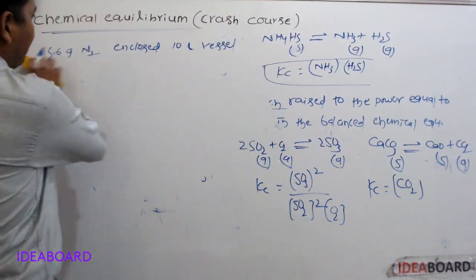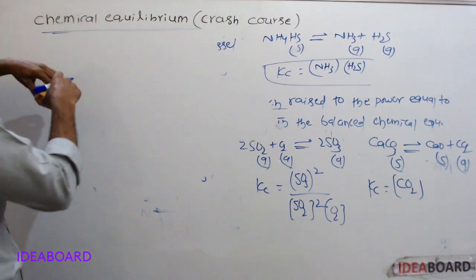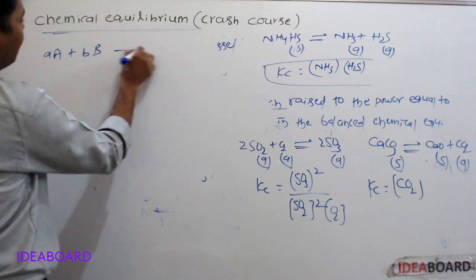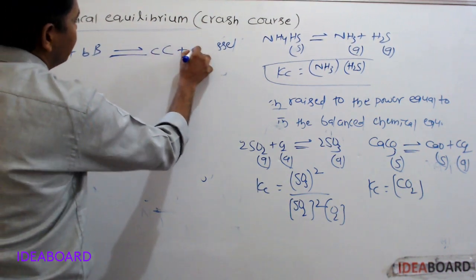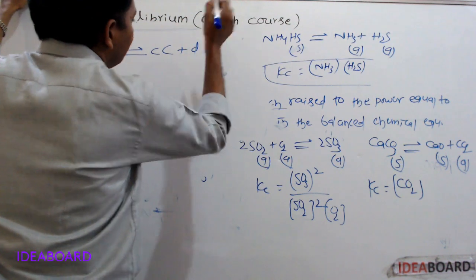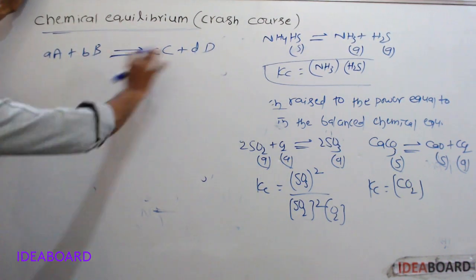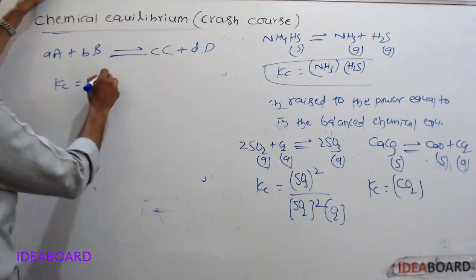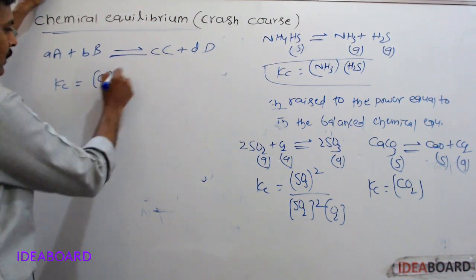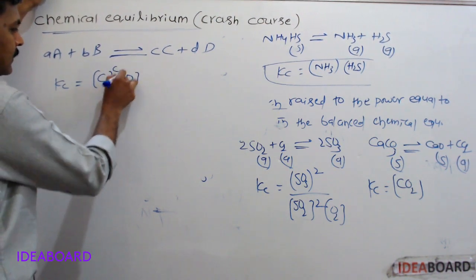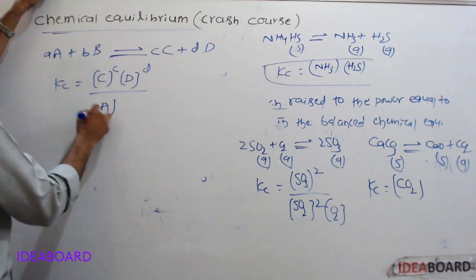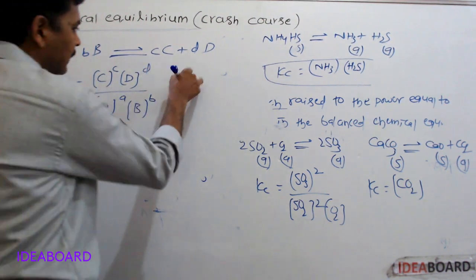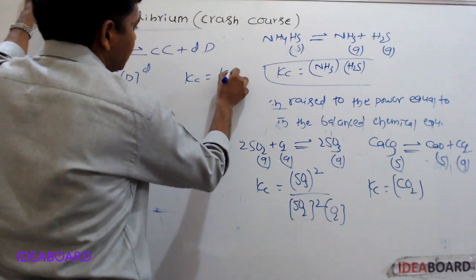So next, I am writing one general reaction. a moles of A plus b moles of B gives rise to c moles of C plus d moles of D. I am taking one general reaction. For this general reaction, Kc is equal to the formula: concentration of C power c, concentration of D power d, divided by concentration of A power a into concentration of B power b.